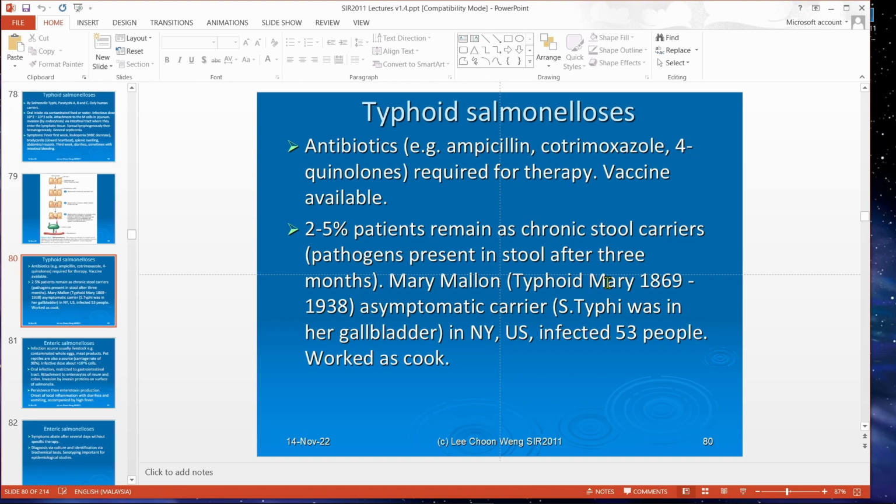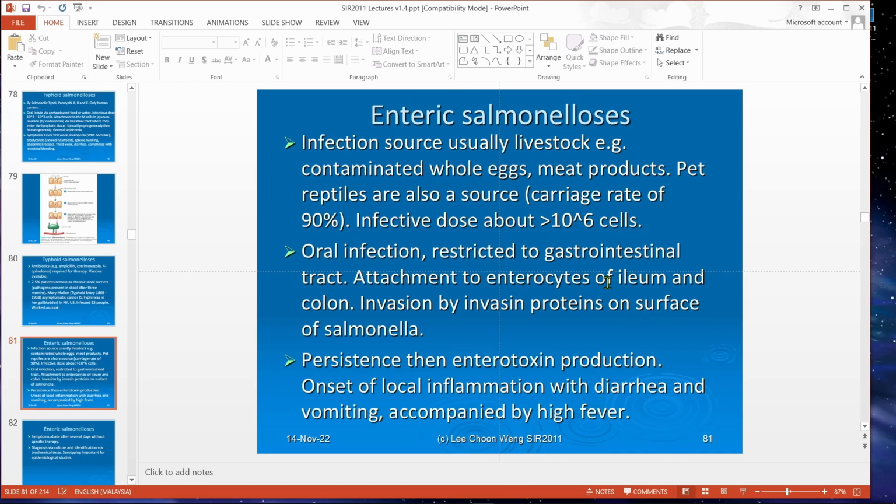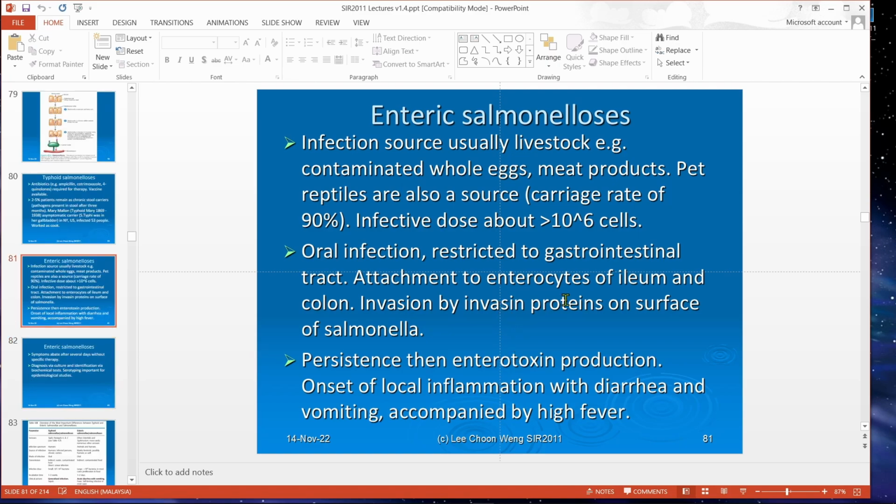Okay. So the other type of salmonellosis is enteric salmonellosis. So this is milder. So when you look at it, the infection source is whole eggs, meat products. Okay. So this one is oral infection, gastrointestinal tract. Okay. So this one is because the salmonella produces enterotoxin. So the enterotoxins cause the local inflammation with diarrhea and vomiting.